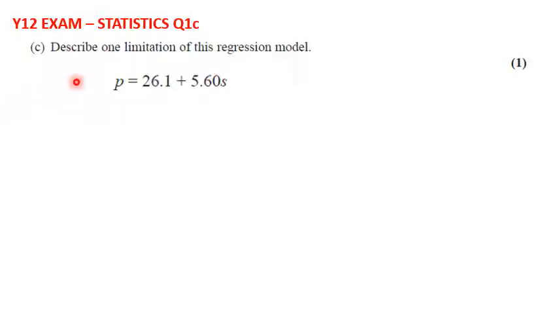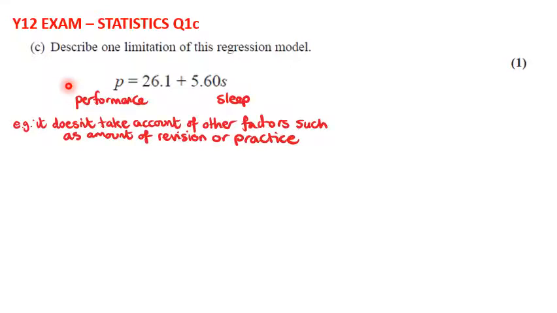So in terms of describing limitations of the regression model, here we are looking at performance related to, dependent on sleep. So we could talk about other factors being involved, how your performance might not purely be related to sleep. It doesn't take account of other factors such as amount of revision or practice.